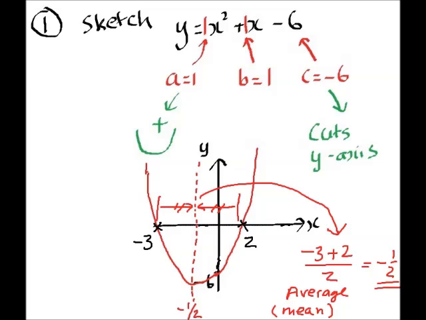By the way, because quadratic curves are always symmetrical parabolas, if you know the two places the curve cuts the x-axis, then the minimum or maximum will be exactly halfway between them. So you don't need to remember the minus b over 2a thing.